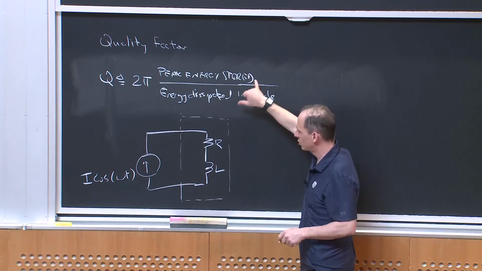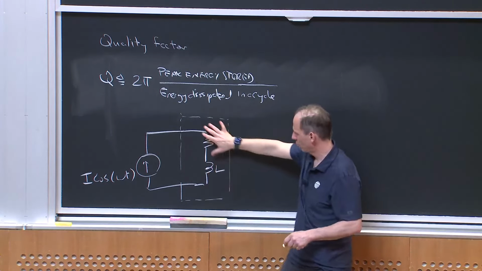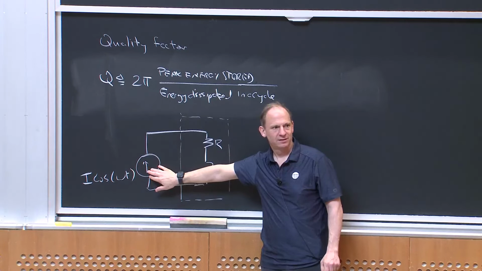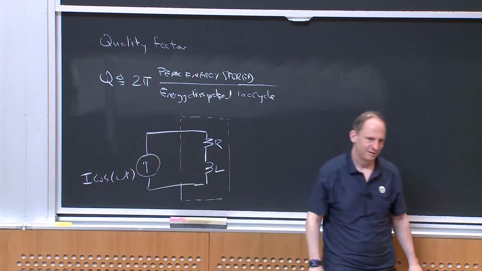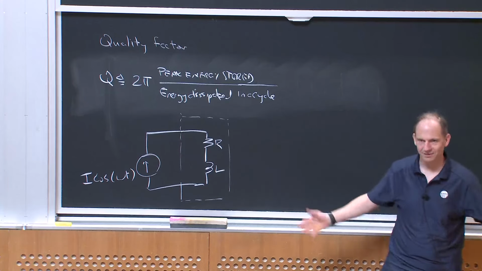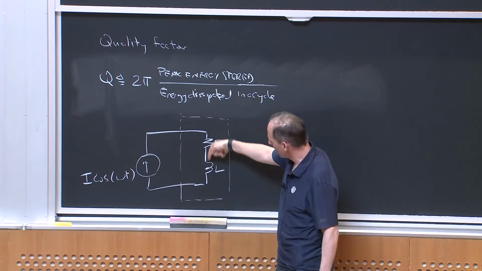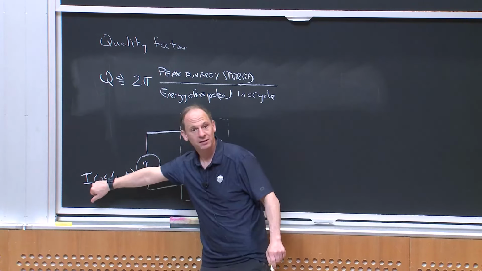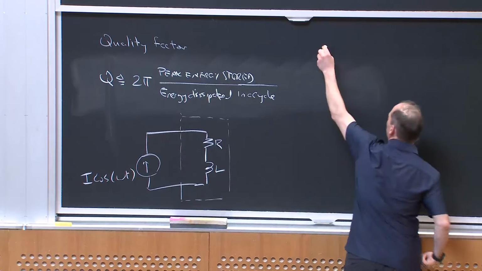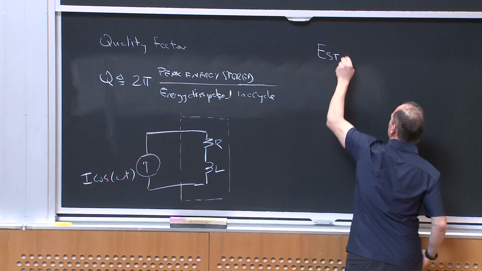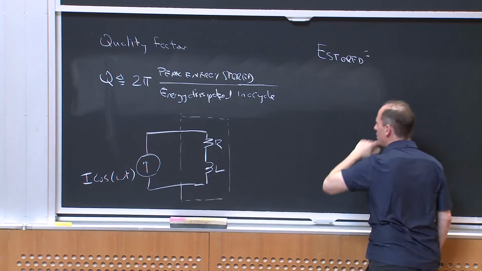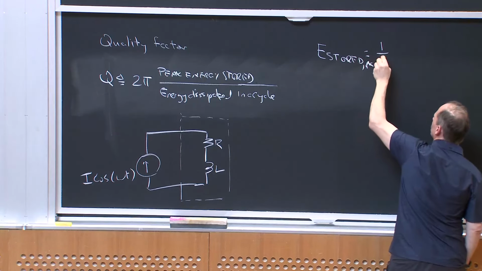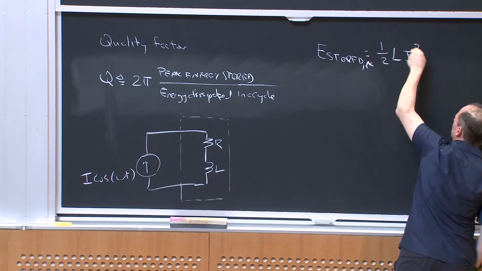We can just apply this definition, right? What's the peak energy stored in this network over the AC cycle? It's got to be, yeah, maximum energy is stored when the inductor current is maximum, which is I, right? So E stored peak is simply 1/2 L I squared. All right, that's easy enough.